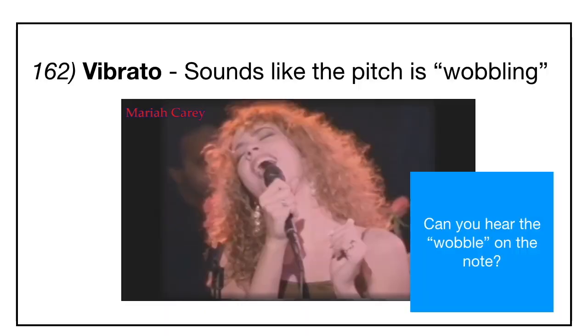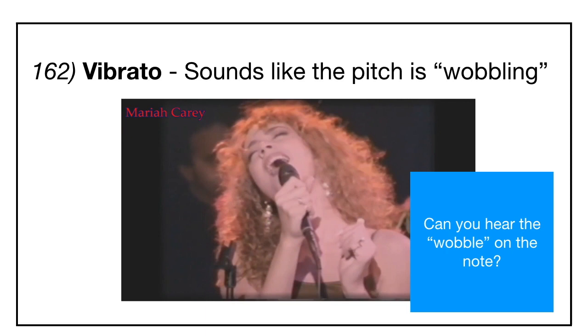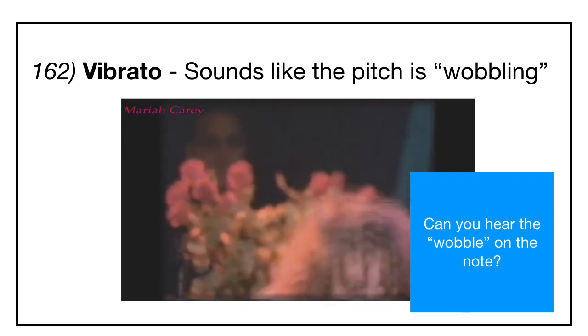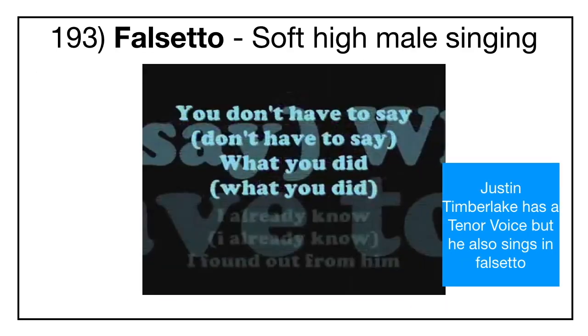Vibrato makes the pitch sound like it's wobbling. Falsetto, we've talked about this before, but it's that kind of soft, high male singing. Justin Timberlake has got a tenor voice, but he also sings in falsetto, and falsetto is different from just singing in your normal tenor voice.